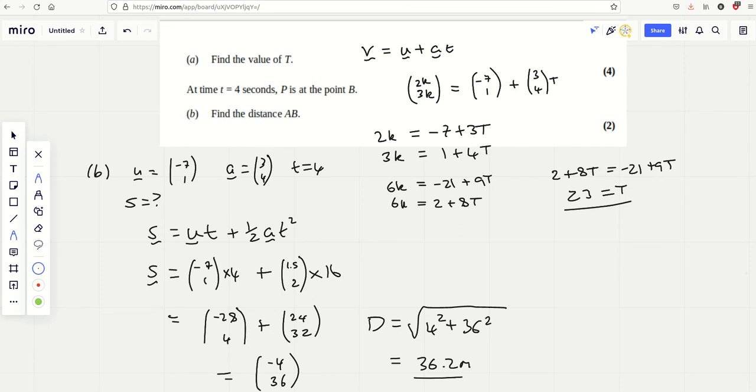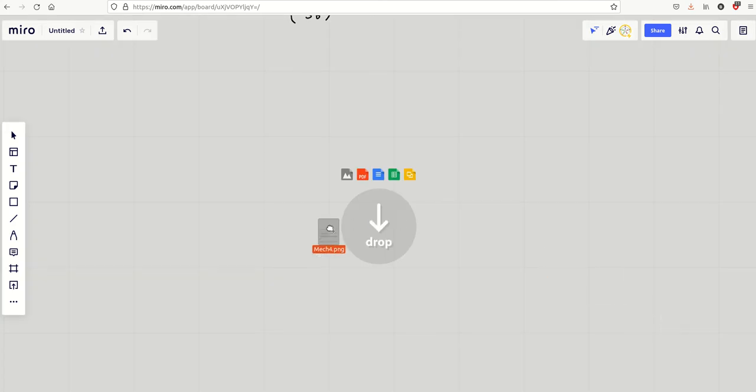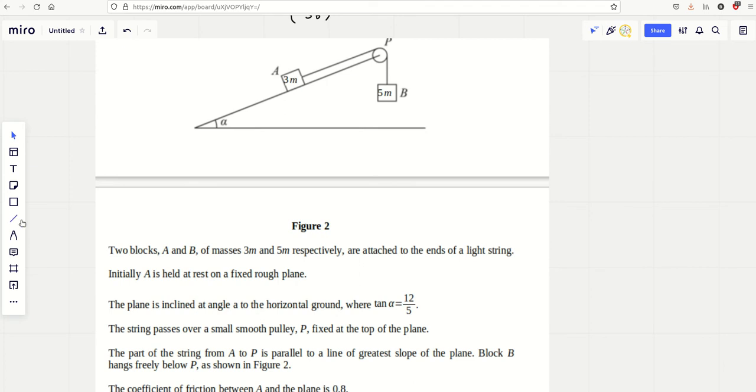So last one, let's have a look at the last one. This one was more difficult, although I did find people tended to do better on this, but I do think it's more difficult, without a doubt. It's much more difficult than that question anyway. Okay, right. We've got a typical pulley question though. That's what it is, a typical pulley question.